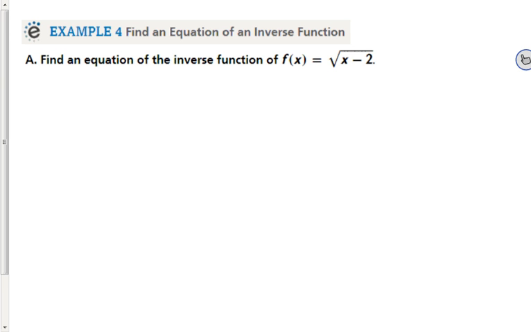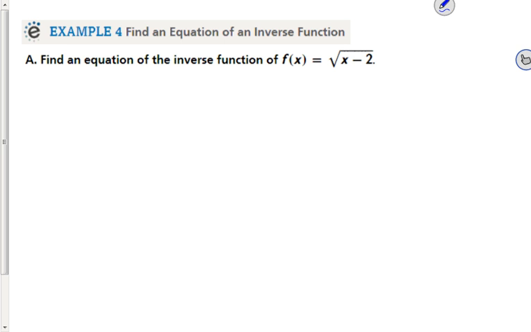Going to do two more examples today, all right? Same stuff. We're finding the equations of the inverse, and we're taking a look at the graphs of the function and its inverse. So this is example 4 out of the book. It says, find an equation of the inverse function of f of x equals the square root of x minus 2.